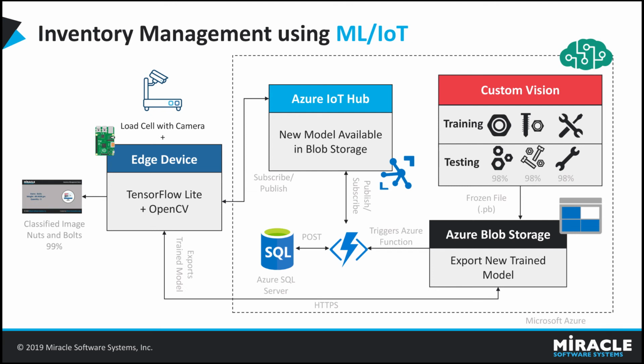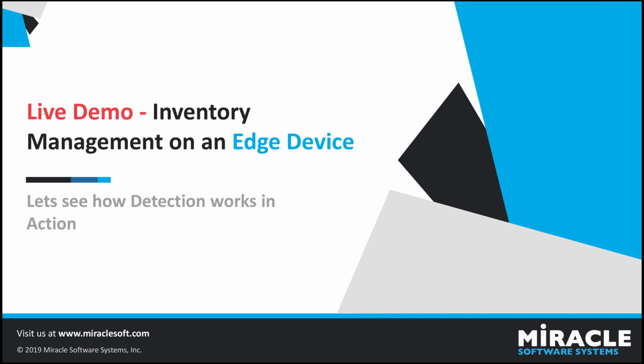saying the classified image, whatever the image may be, it may be nuts or a wrench or a screwdriver, and it gives the accuracy. So this is all at a very high level architecture, and I'm going to take you through a live demo, which is really cool, and understand how the inventory is being tracked and how the inventory is being identified by the machine learning algorithm, which is running on an edge device. So let's move on to the live demo.